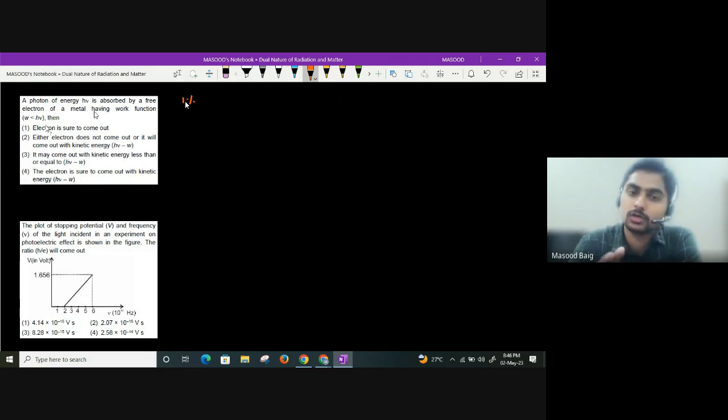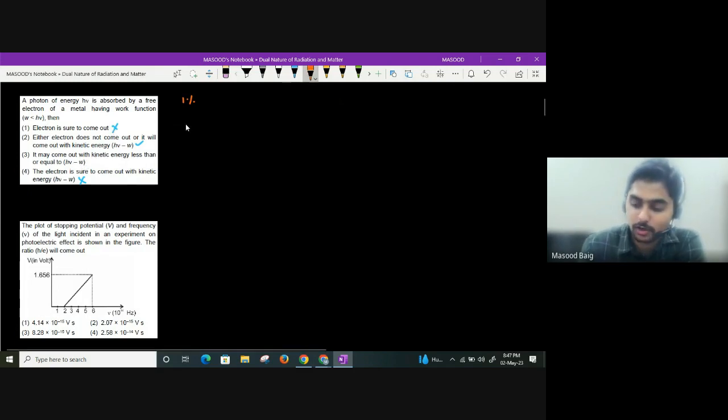So electron is sure to come out? No, they may come out, they may not come out. Electron does not come out, or it will come out with kinetic energy h nu minus w. Yes, this is correct. It may come out with kinetic energy less than or equal to h nu minus w. It is not necessary that it comes out, so this may be true. The electron is sure to come out with kinetic energy h nu minus w? No, this is wrong. Electron is sure to come out? No. It may come out with kinetic energy less than or equal to h nu minus w.